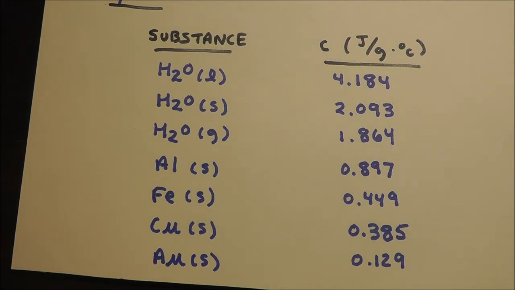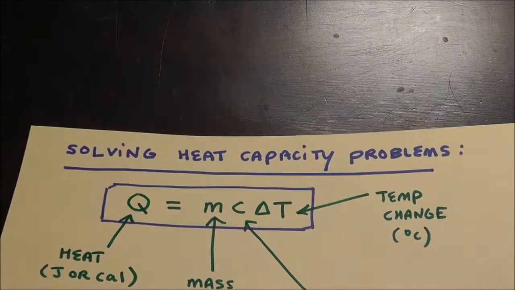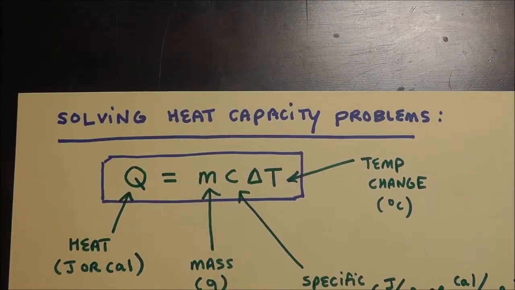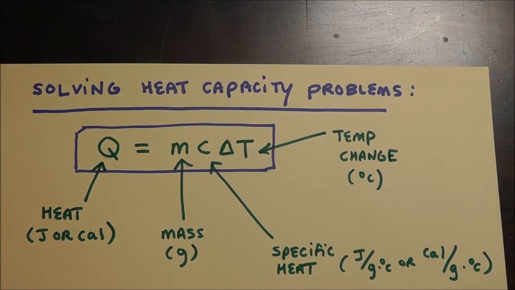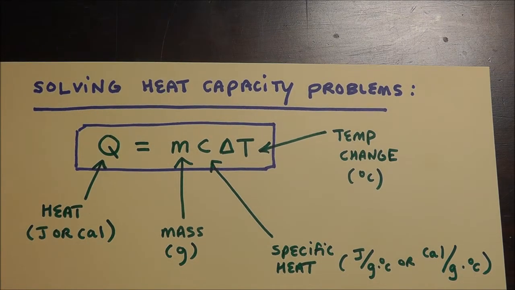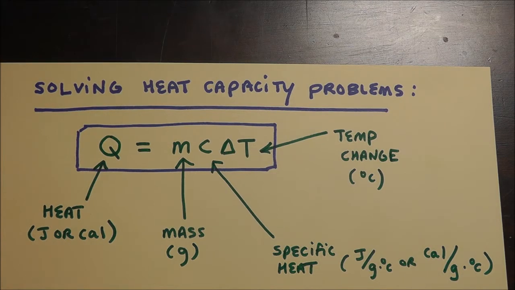So, okay, we have those, and you should be able to look those up when we solve problems, which we're going to do in a little bit. But first, we must know what our arsenal of weaponry is. The one thing that's going to get you through any problem is that equation right there. Q, heat, can be in joules or calories, it could be either, is equal to MC delta T.